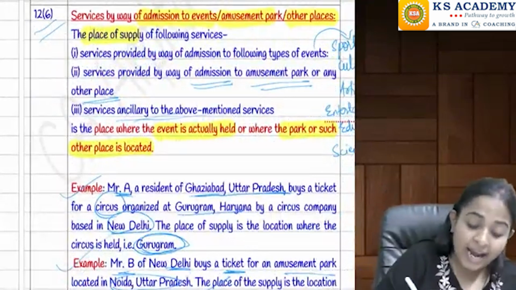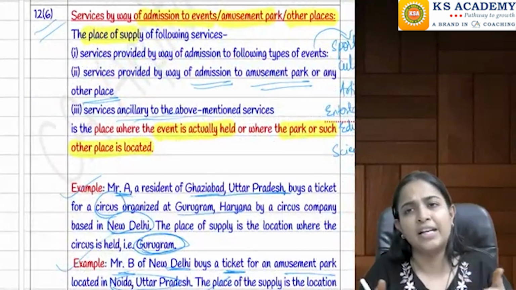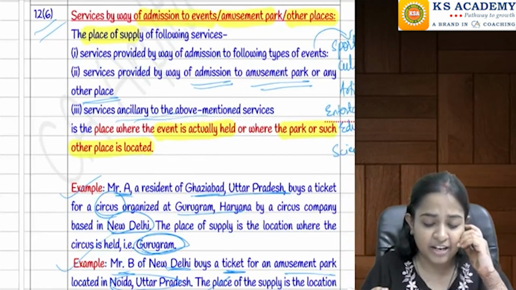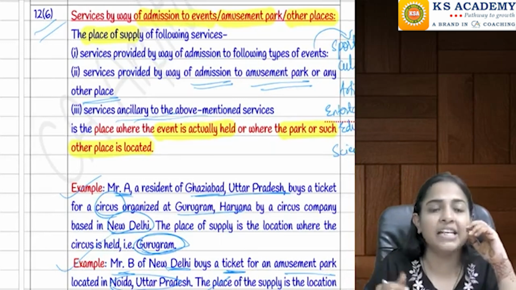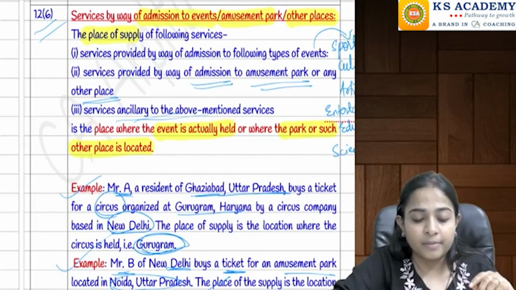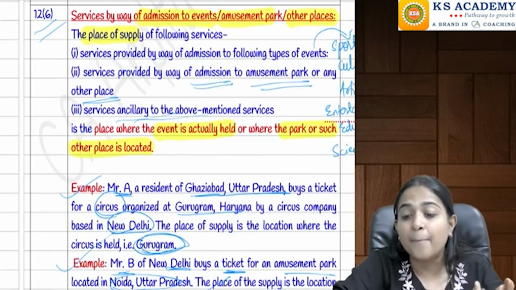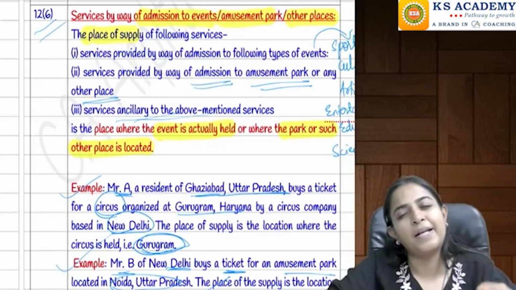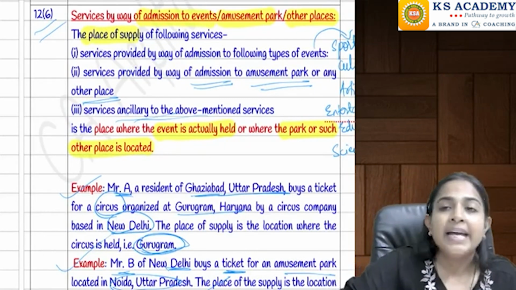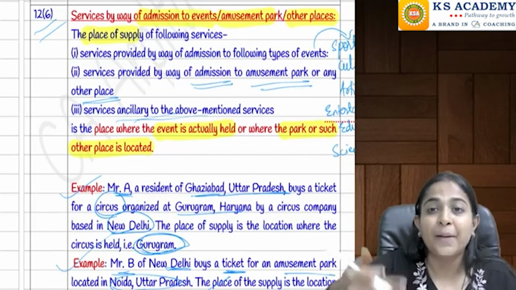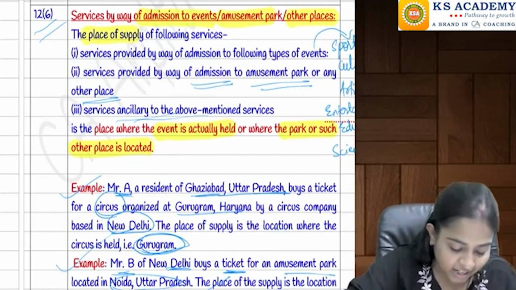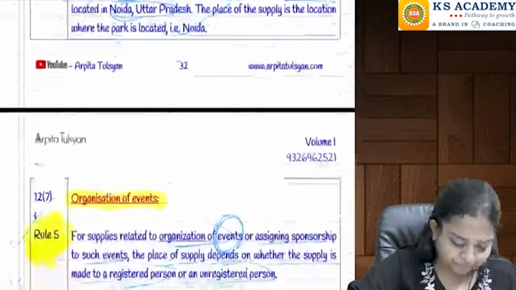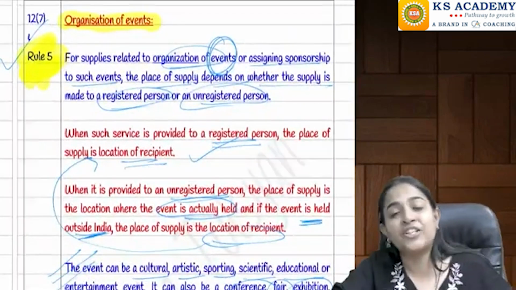Right, then going on to the next section, section number 12.6. 12.6 talks about admission to any sporting event, cultural event, artistic event, etc., or entry to any amusement parks and all those. In such cases, the place of supply is the place where the event is going to be held, or the place where that park, amusement park, water park, etc. is situated.